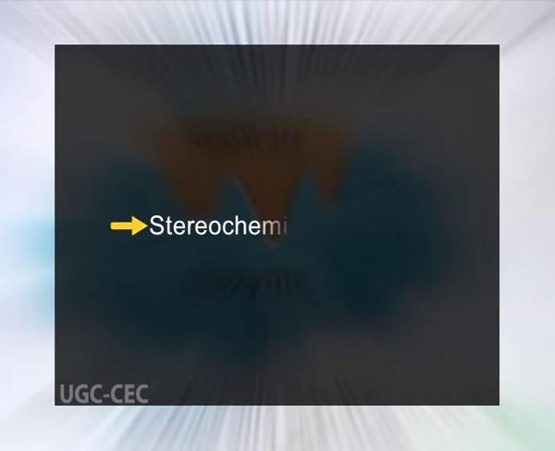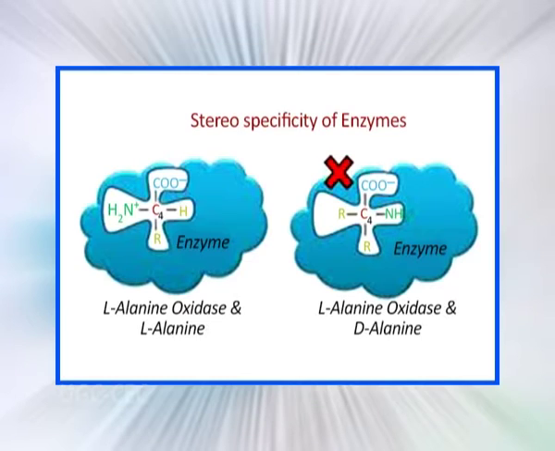And the fourth one is stereochemical specificity, which includes specificity for optical isomers. For example, certain amino acid oxidases will act only on amino acids of the L series in preference to those of the D series.